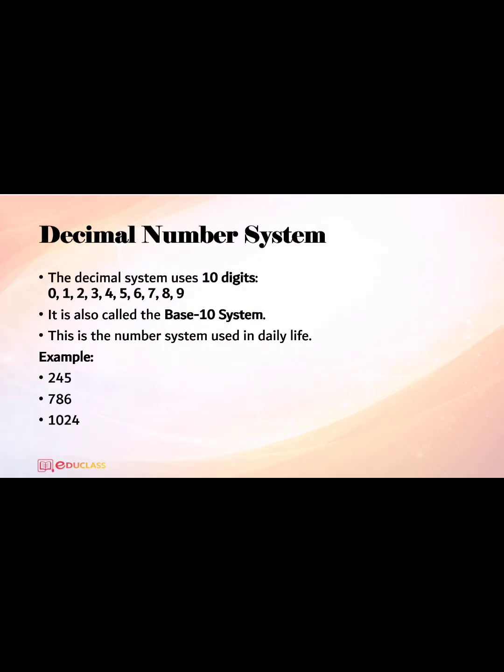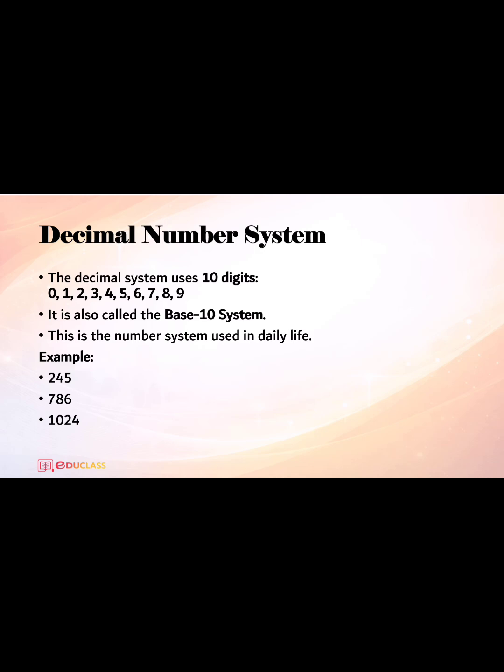So let's start with decimal number system. The decimal number system has 10 digits, starting from 0 to 9, but it doesn't mean that it ends at 9 only. By combining these 0 to 9 numbers, we can create multiple decimal numbers which fall under the decimal system. For example, 245, which is a combination of 2, 4, and 5, 786, 1024.